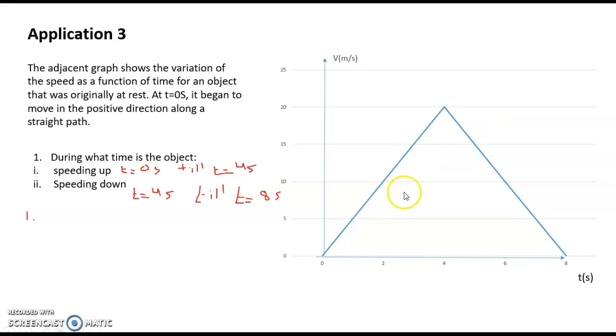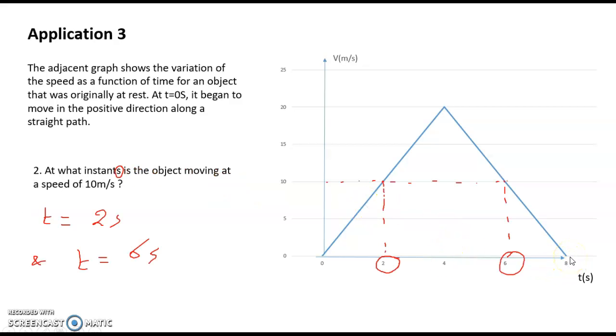We can see that the graph of v versus t shows two phases or two variations, increasing then decreasing. So speeding up means that the speed is increasing from t equals 0 seconds till t equals 4 seconds, and slowing down from t equals 4 seconds till t equals 8 seconds. Now, at what instant is the object moving at a speed of 10 meters per second?